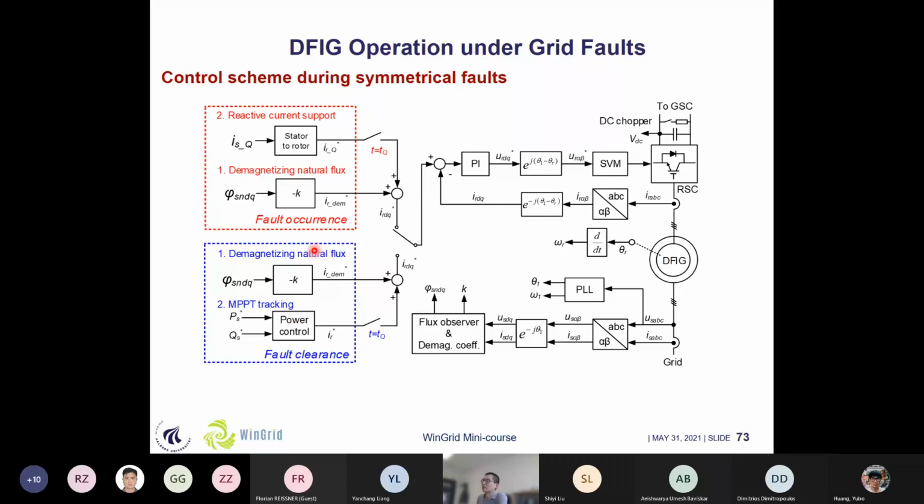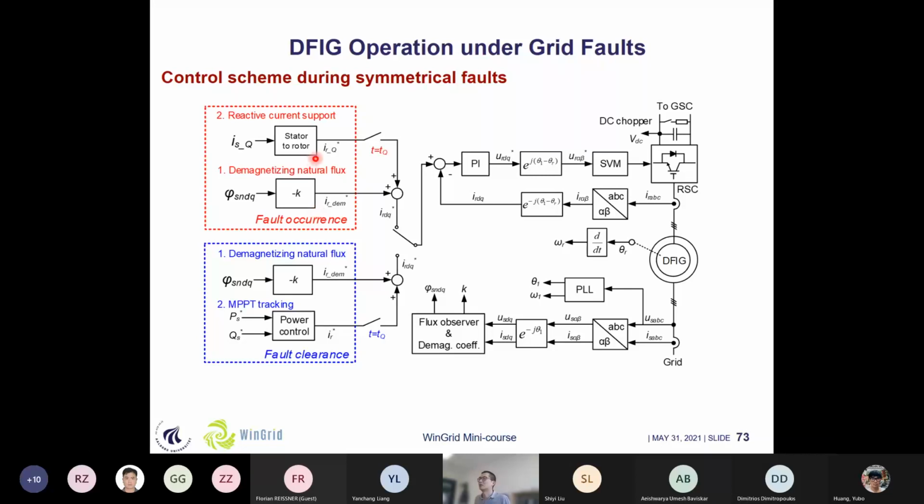And in case of this fault occurrence, we can first use some observers to know what are the natural components of the stator flux, and also what is the demagnetizing coefficient we need to use to achieve this 2 per unit demagnetizing current. And if we know that the fault happens, we first need to inject some demagnetizing current to keep this converter under control.